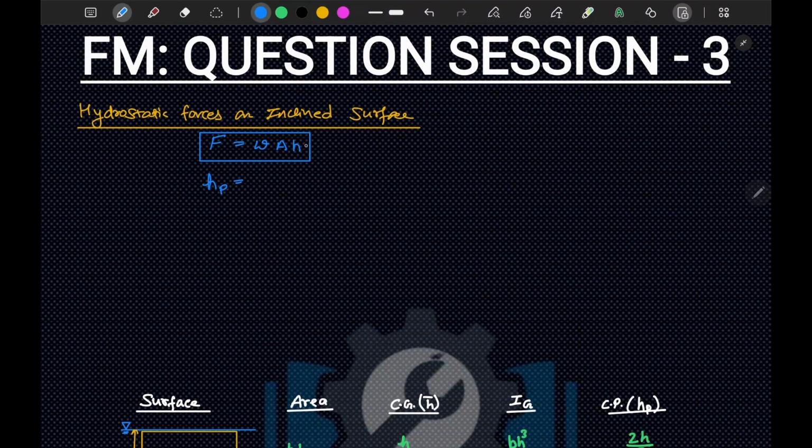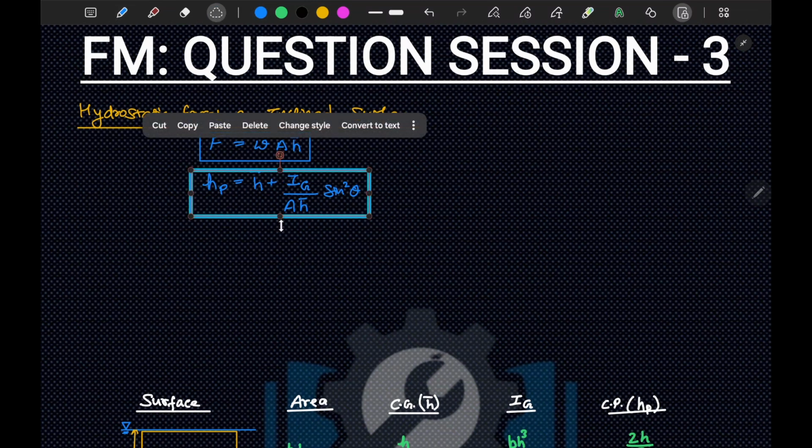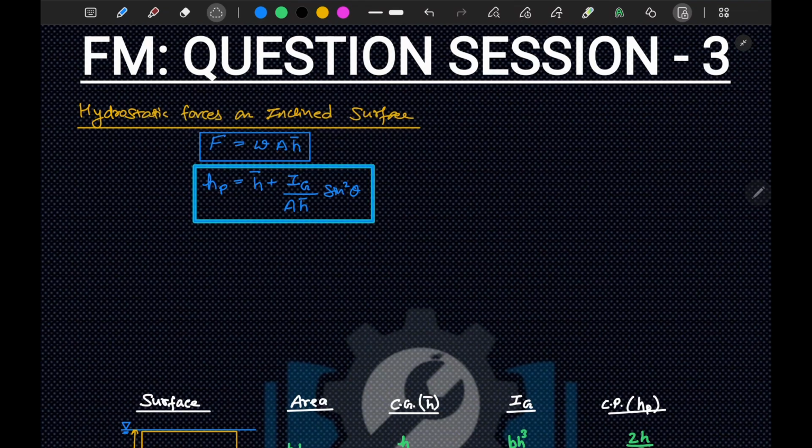So h p is equal to h bar plus Ig divided by h bar times A sine square theta. Okay, so this is your force value and center of pressure.